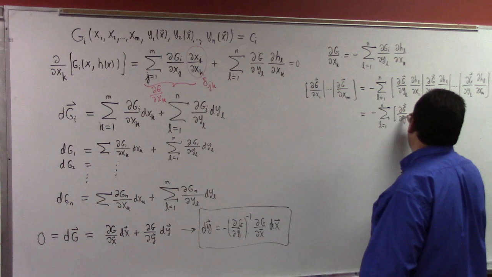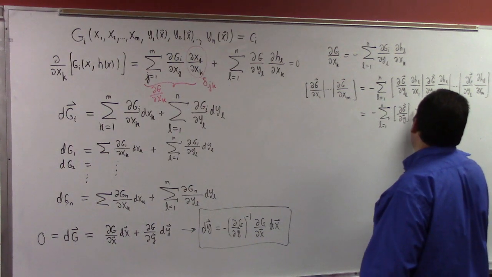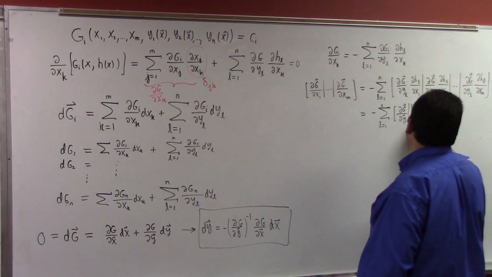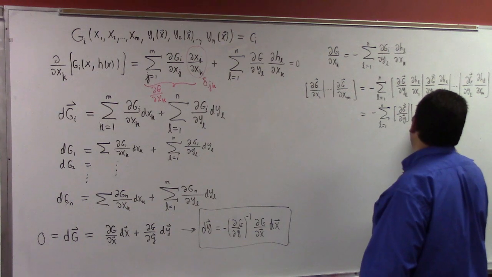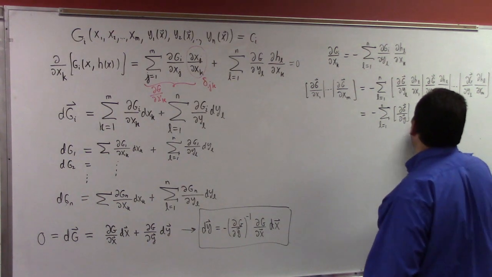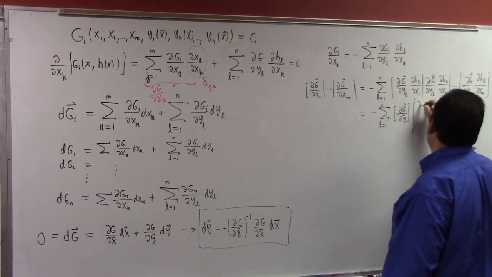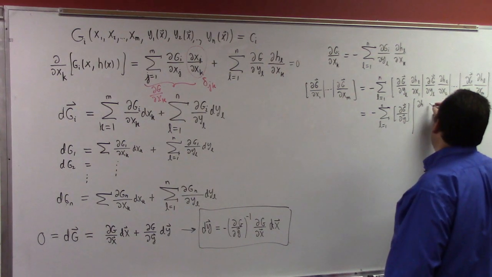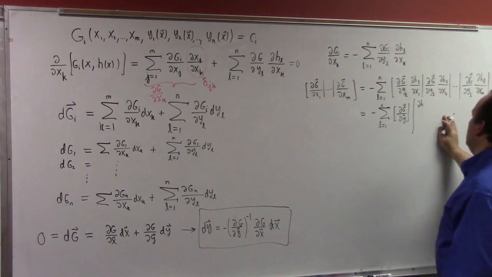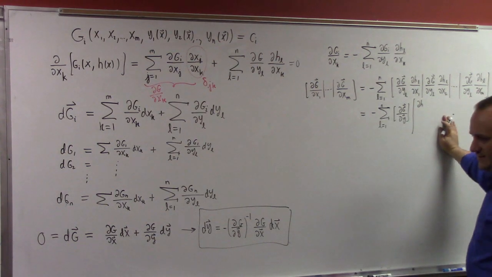partial G partial Y matrix, right, times the partial H partial... oh, good grief. Sorry. Times this partial H. Fine. I cannot see it.